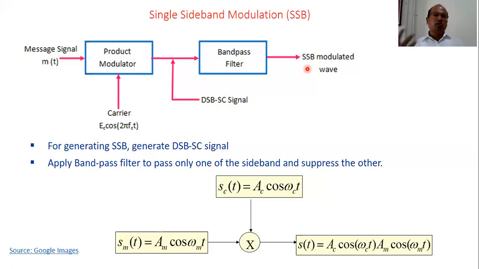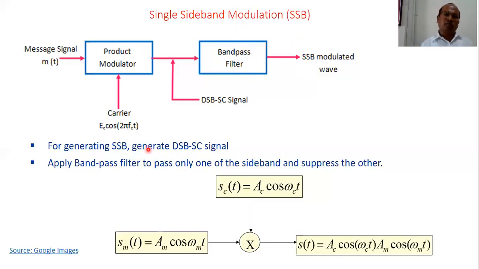The signal which we want to transmit, I mean the single sideband, whether we want to transmit upper sideband or lower sideband, depends on many other factors. We will discuss that. If we are interested to transmit upper sideband, then this band pass filter will be designed with the cutoff frequencies omega c to omega m. So it will pass that, and this is how we can generate single sideband.